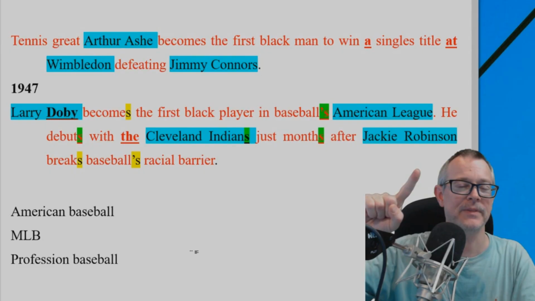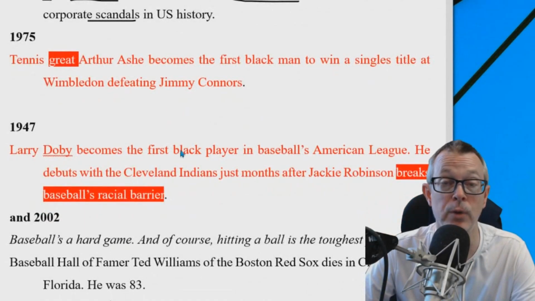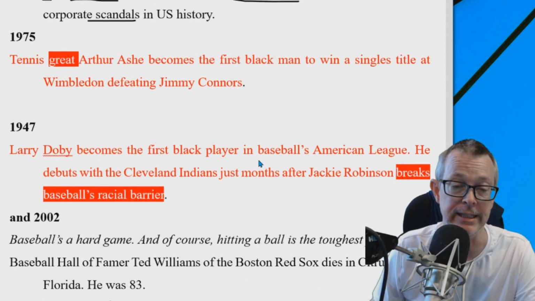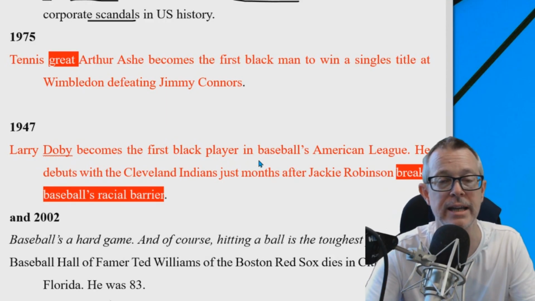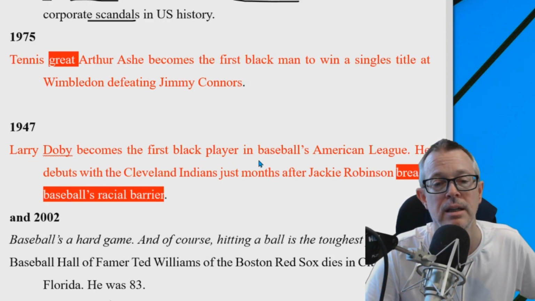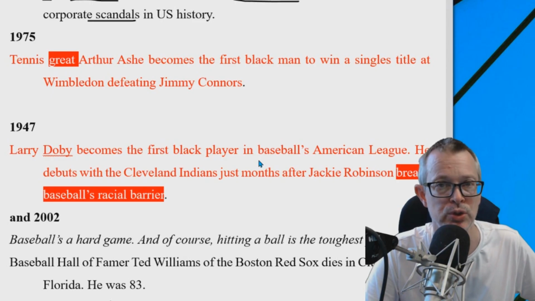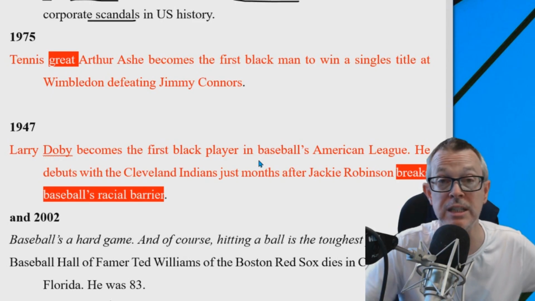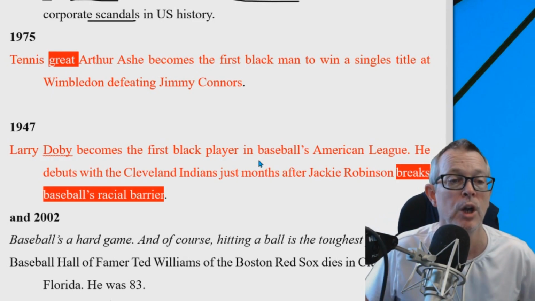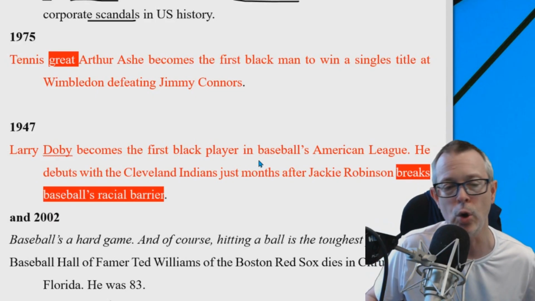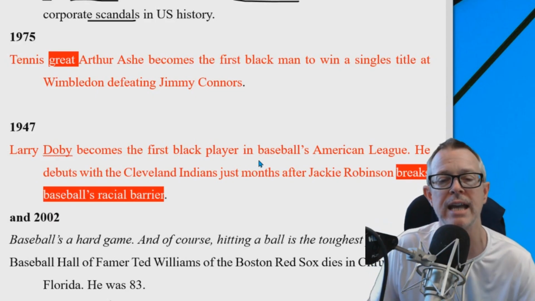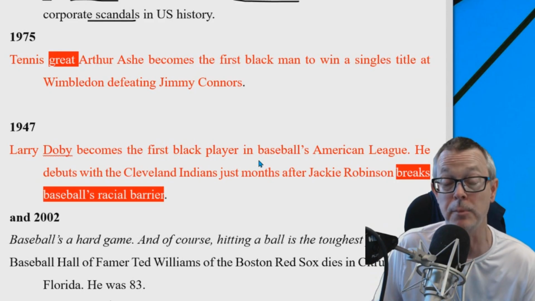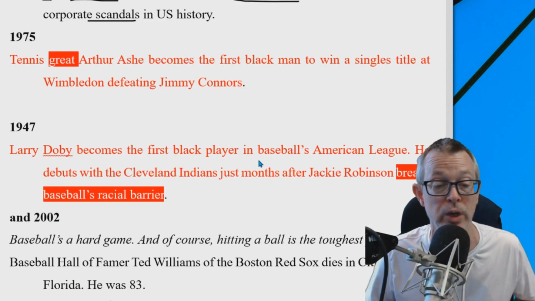Here we go. 1947, another black guy. Larry Doby becomes the first black player in baseball's American League. That's outstanding. He debuts, starts playing professional baseball to the public with the Cleveland Indians, Cleveland, Ohio, just months after Jackie Robinson, another black player, breaks baseball's racial barrier.